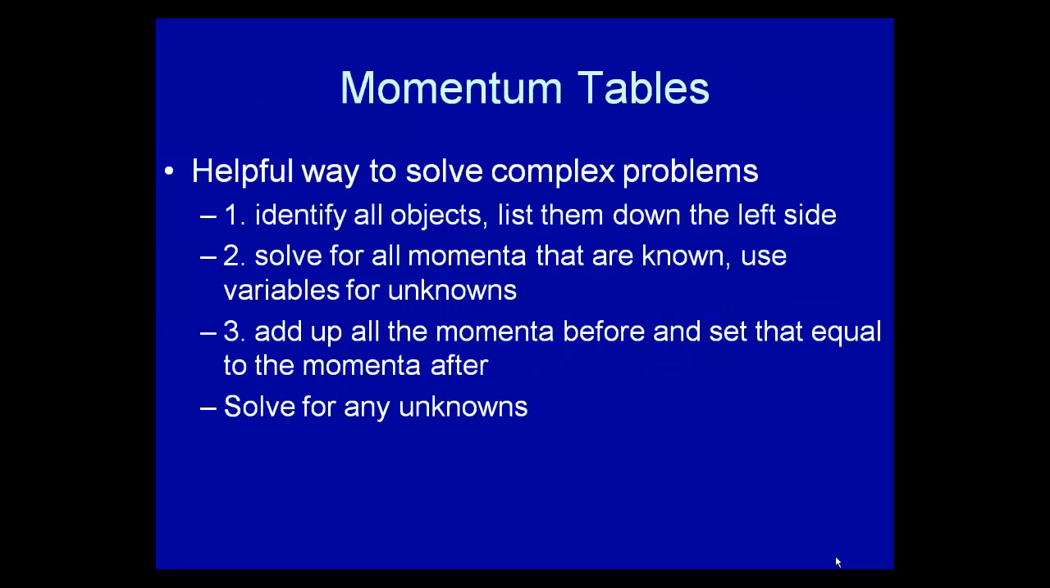Now, momentum tables are a wonderful way to solve it. Algebraically, these can get a little sticky looking. So by having a momentum problem and creating a table, it helps you identify all the objects, it helps you list them, and then it helps you solve for the unknown momentums. And of course, one of those is going to contain an unknown variable. So we're going to identify all objects and list them down the left side. We're going to solve for all momenta that are known and use variables for the unknowns. And then we're going to add up all the momentum before and set that equal to the momenta after, and then solve for any unknowns. It's probably easier to see by doing an example problem.